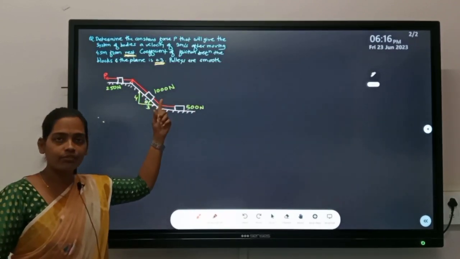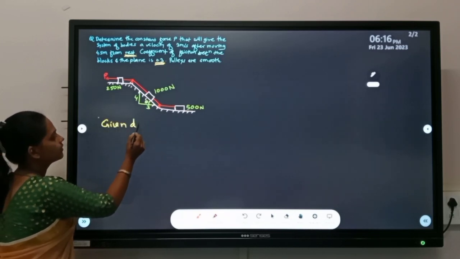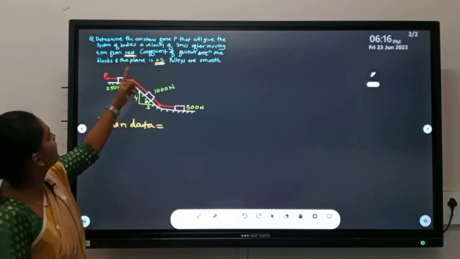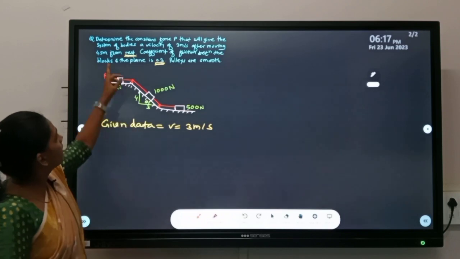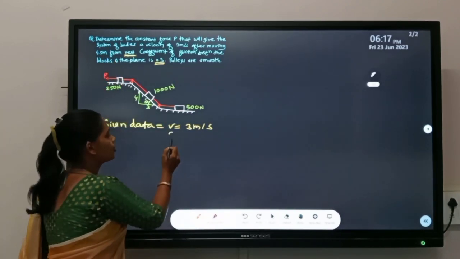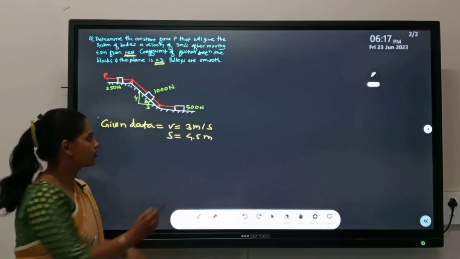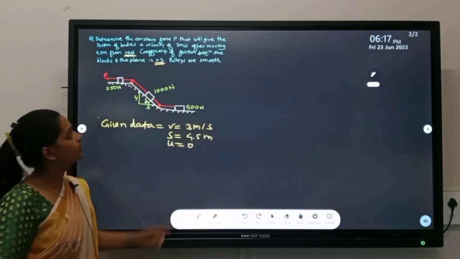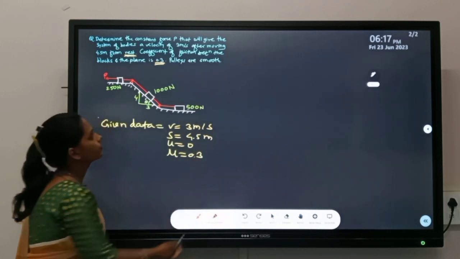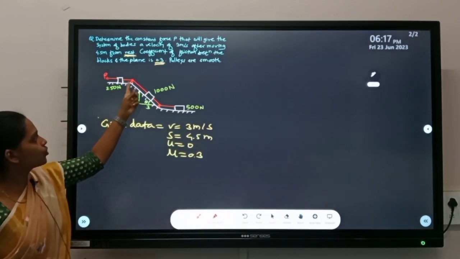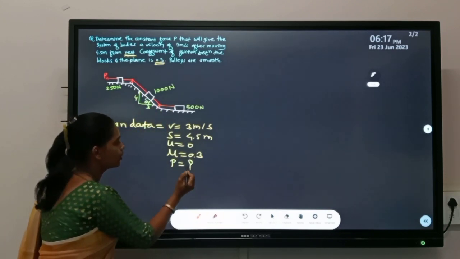As you read the question carefully, you might observe the given data. So what is the given data? Given data will be, obviously, velocity v is equal to 3 meter per second. Then the displacement of the block is denoted by s, it is 4.5 meter, and it starts from rest, that means u is equal to 0. Then the coefficient of friction is denoted by mu, mu is equal to 0.3. And pulleys are smooth, that means there is no tension in this particular wire rope. And we have to calculate the value of P. P is equal to question mark.